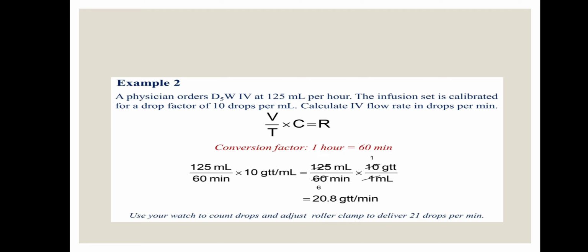So, a physician orders D5W IV at 125 ml per hour. The infusion set is calibrated for a drop factor of 10 drops per ml. Calculate IV flow rate in drops per minute. So, nilagay dito is dapat daw per 1 hour, 125 ml. So, times daw natin siya, calibrated siya, drop factor niya is 10 drops per ml. So, times natin yan, 125 times 10.